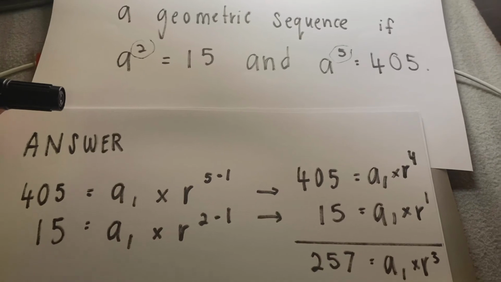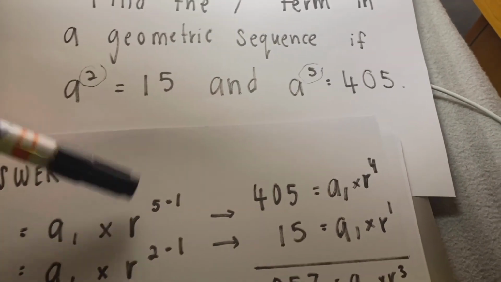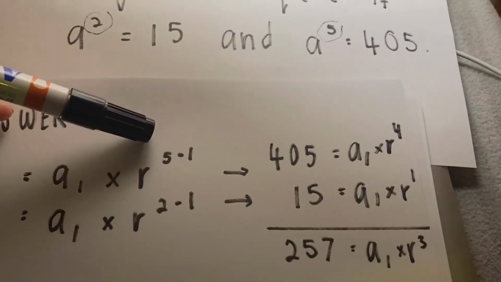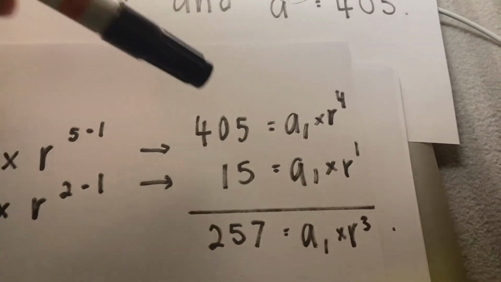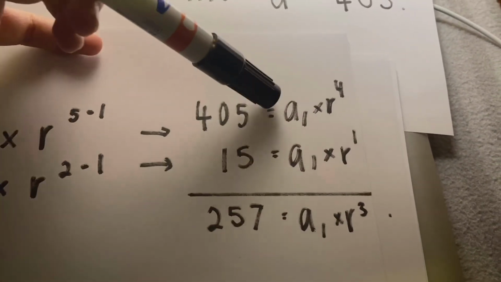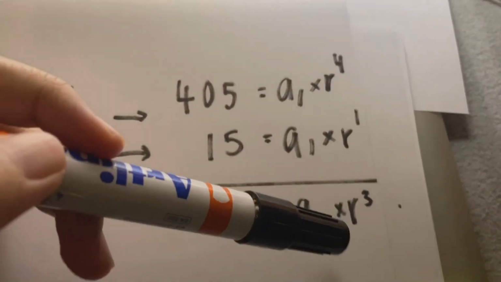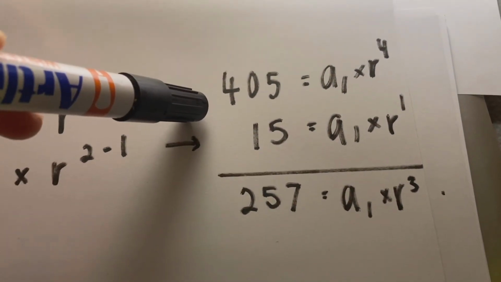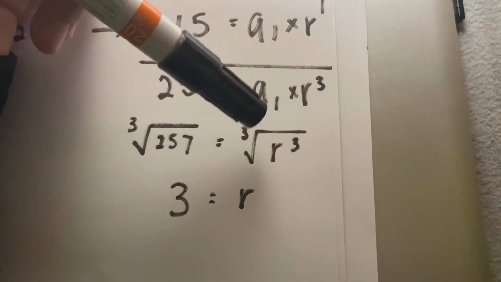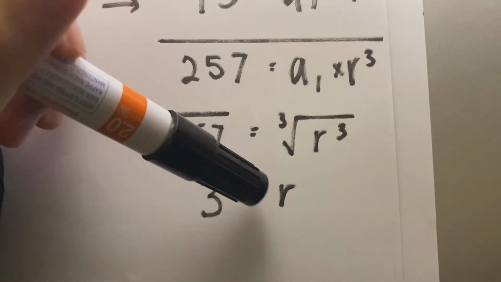So what I did is I put the formula first, which is a sub 1 times r, applying the 5 and 2, so 5 minus 1 and 2 minus 1. We write it out: 405 equals a sub 1 r to the 4, and 15 equals a sub 1 r to the 1. Then subtract 4 from 1, it's r cubed, and 405 divided by 15 is the quotient 27. To cancel the cube, we take the cube root of both sides, and we get 3 equals r.